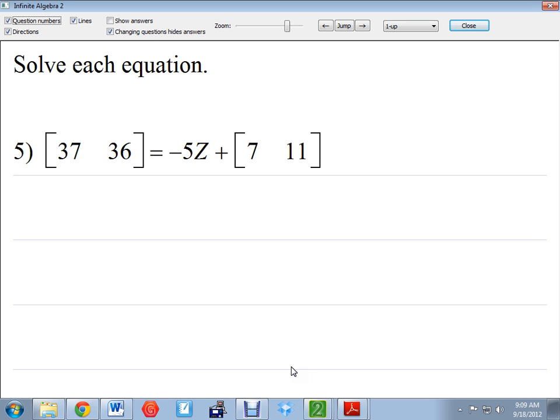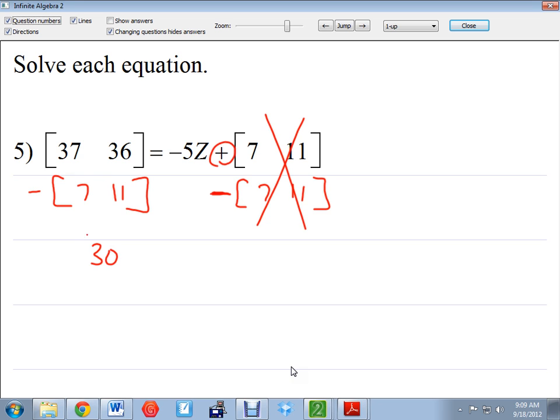So just like solving any equation, I have an added matrix on one side. I need to subtract that matrix from both sides, and that'll get rid of it. Regardless of what the signs are inside the matrix, this is a plus, so I need to get rid of it by subtracting. This will cancel the matrix out, and we say 37 minus 7 is obviously 30, and 36 minus 11 is 25. And so we'll have 30, 25 is equal to negative 5 times some matrix Z.